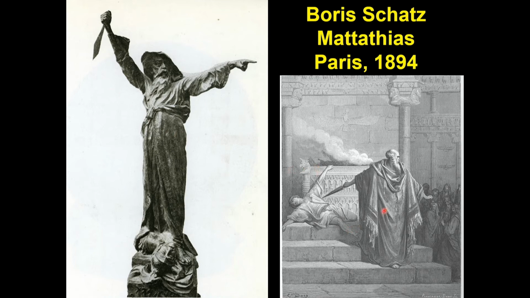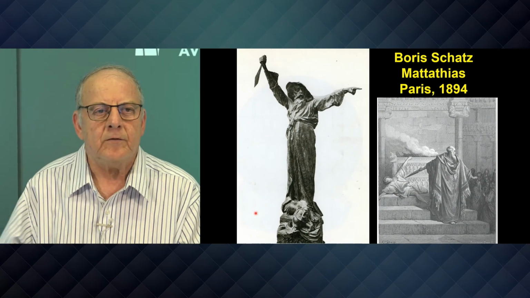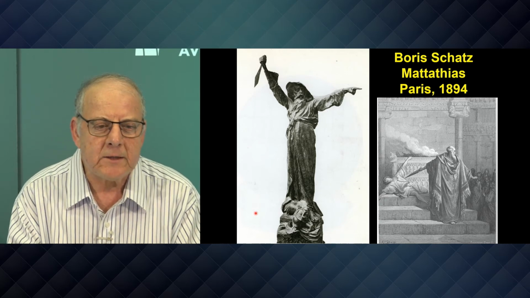And I just want to remind you what we saw last week of Gustave Doré, of how Mattathias, a priest, kills a person because he bowed down to the defiled sacrifice in the temple. So here's this movement of Mattathias that Boris Schatz did. The statue, by the way, is lost.